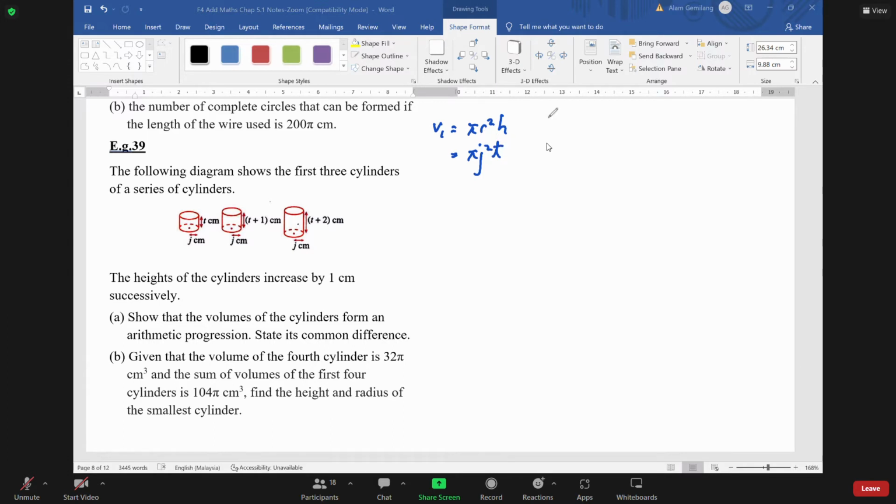Then the volume for the second cylinder, V2, is what? Pi, j is the same, j square, but the height now is t plus 1, right? So it's actually pi j square t plus pi j square, right?